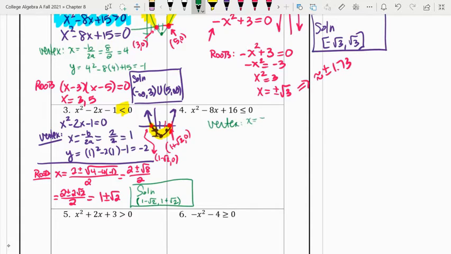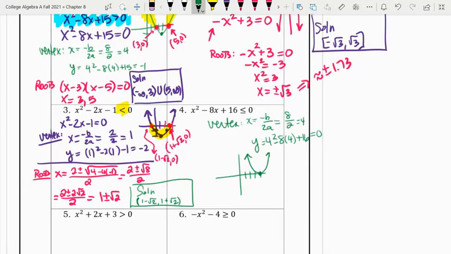X equals negative b over 2a, which gives me 8 over 2, or 4. My y value will be 4 squared minus 8 times 4 plus 16. So I have a 16 here, and a 16 minus 32, so it looks like 0. So I'm going to sketch this graph over 4 up 0, and this graph opens up.